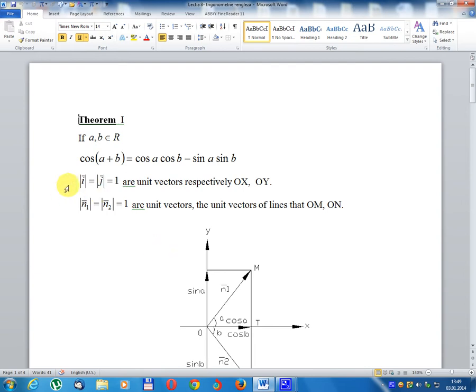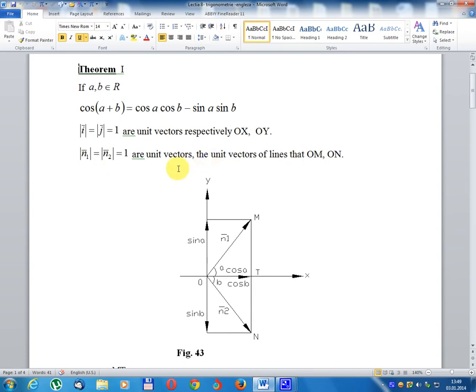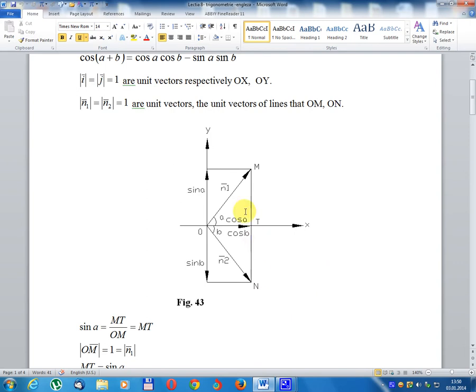Unit vectors I, J are unit vectors of the axes OX, OY respectively. N1, N2 are the unit vectors of the lines OM, ON. Unit vector E, unit vector N1, angle A. Unit vector E, unit vector N2, angle B.